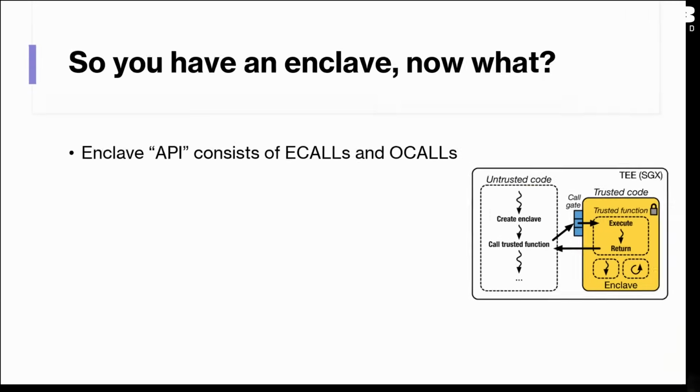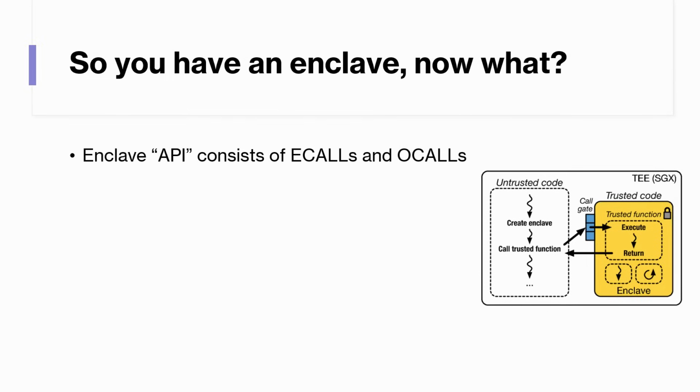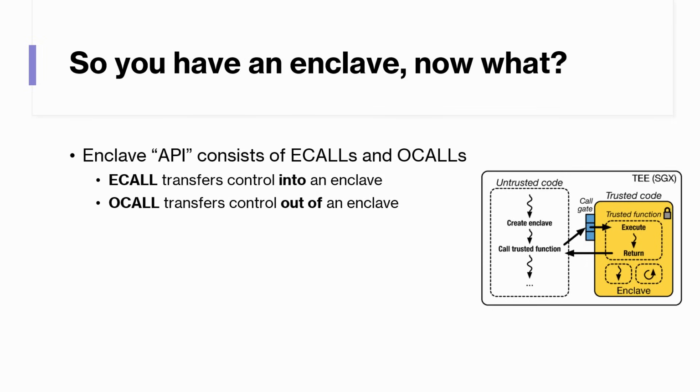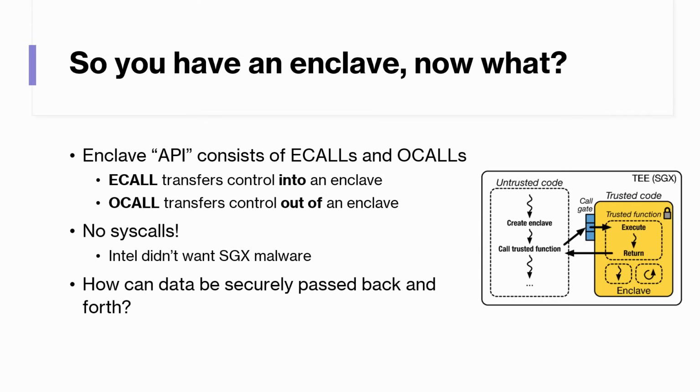So once you have an enclave, now what? Well, the enclave API consists of ECALLs and OCALLs. An ECALL just transfers your control into an enclave, and an OCALL will transfer your control back out of an enclave. Interesting to note is that there are no syscalls. Intel did not want theoretical SGX malware to be deployed that can do all of its dirty work inside the enclave and prevent analysis. So because we have no syscalls, how can data be securely passed back and forth?